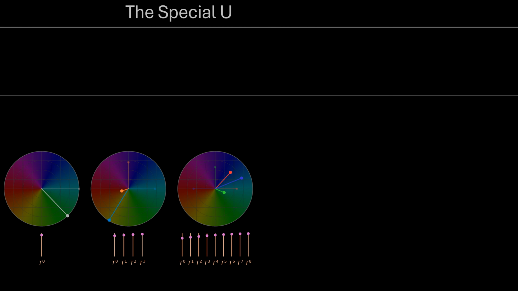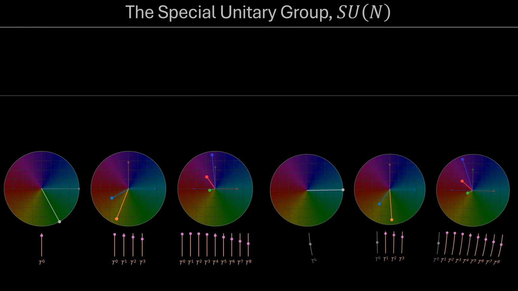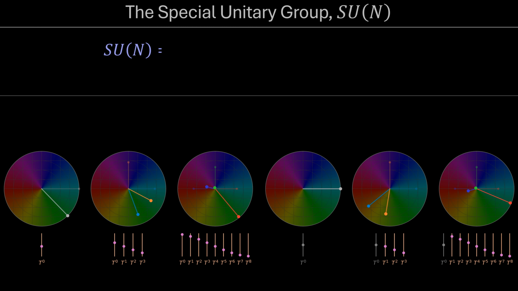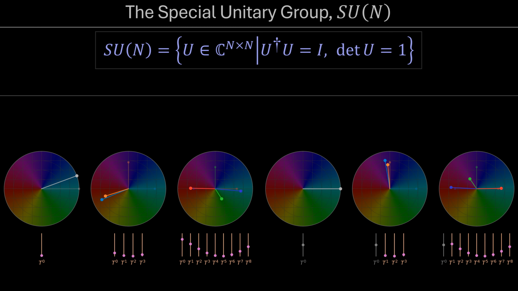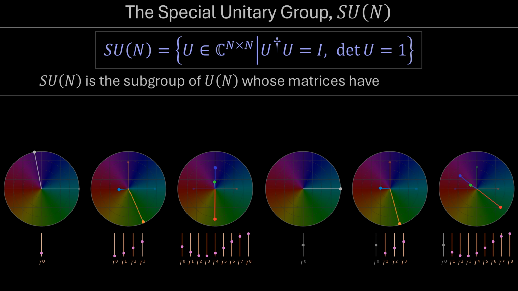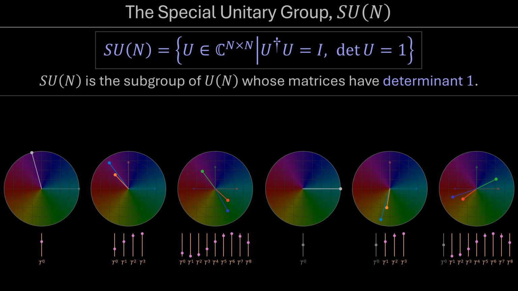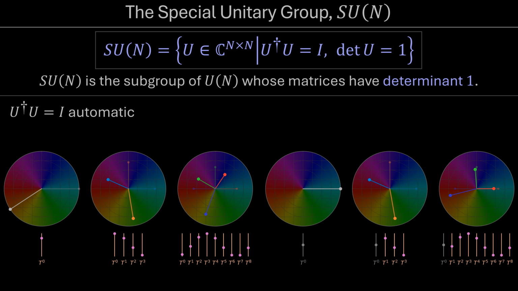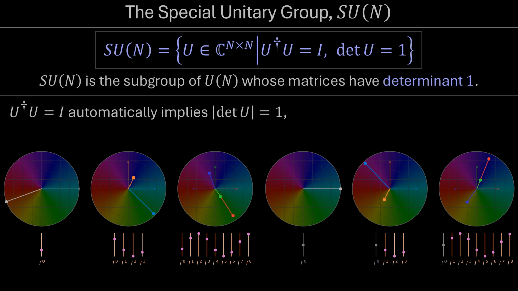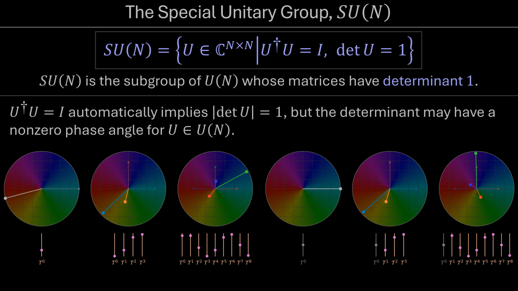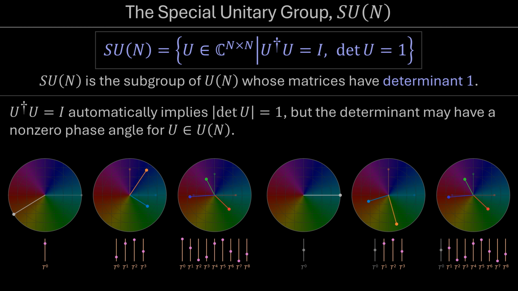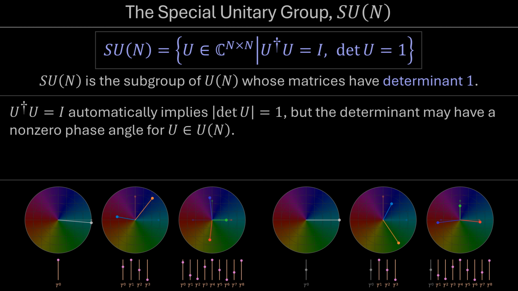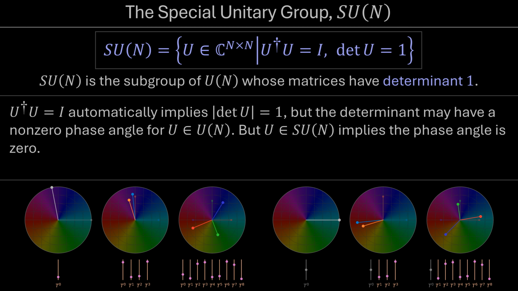Now that we've seen the unitary group, UN, let's talk about the special unitary group, SUN. The special unitary group is pretty much exactly the same thing as the unitary group, but with the additional constraint that all the matrices in the group should have a determinant of 1. Now, when it comes to unitary matrices, the constraint that U dagger U equals I actually already implies that the magnitude of the determinant equals 1. But the determinant of a unitary matrix could have a non-zero complex phase angle, and so with this additional constraint that a special unitary matrix has a determinant of 1, we're saying that the determinant of the matrix has no complex phase.